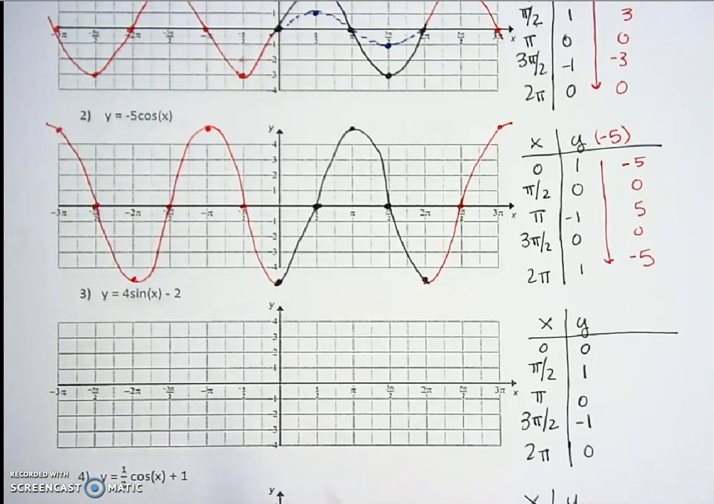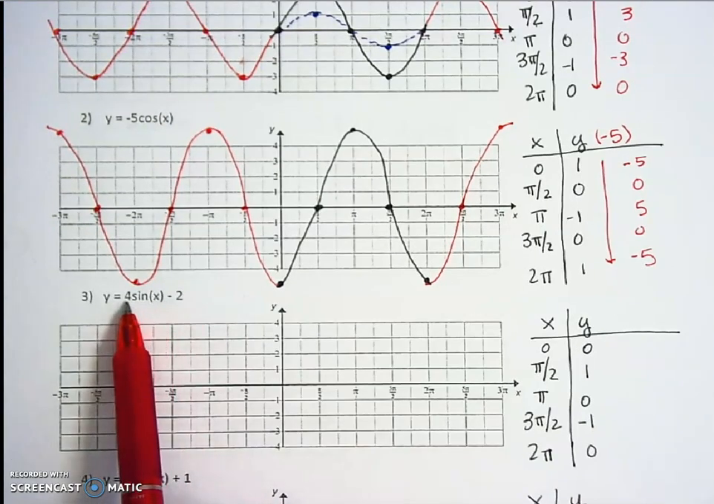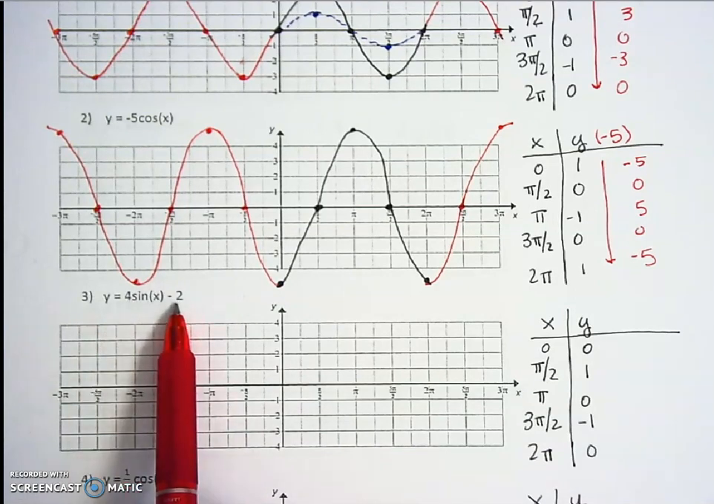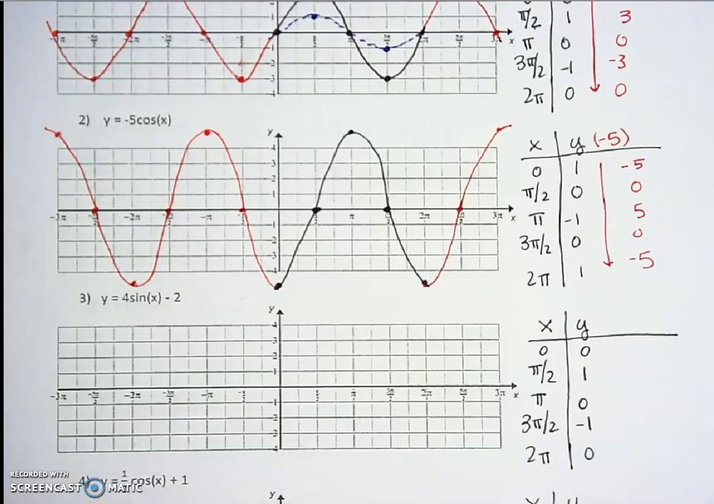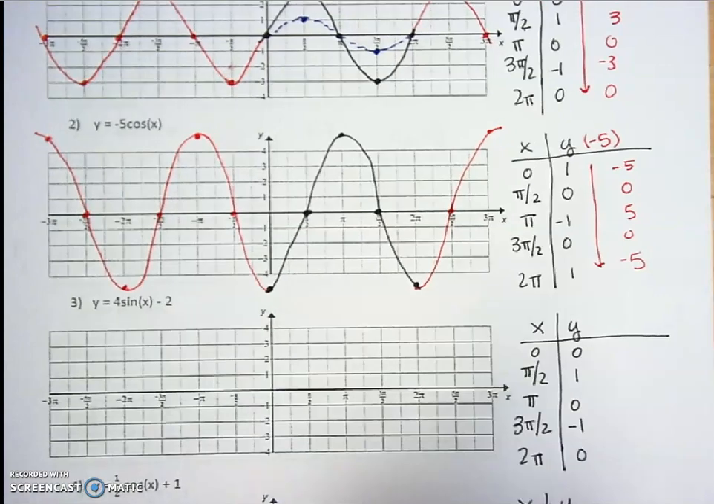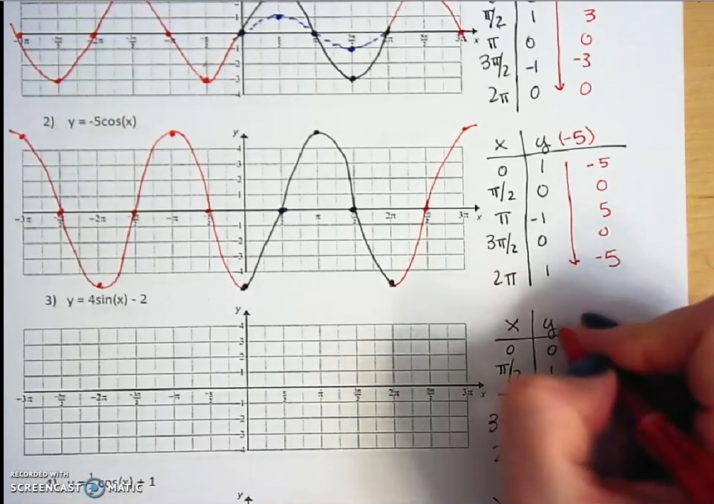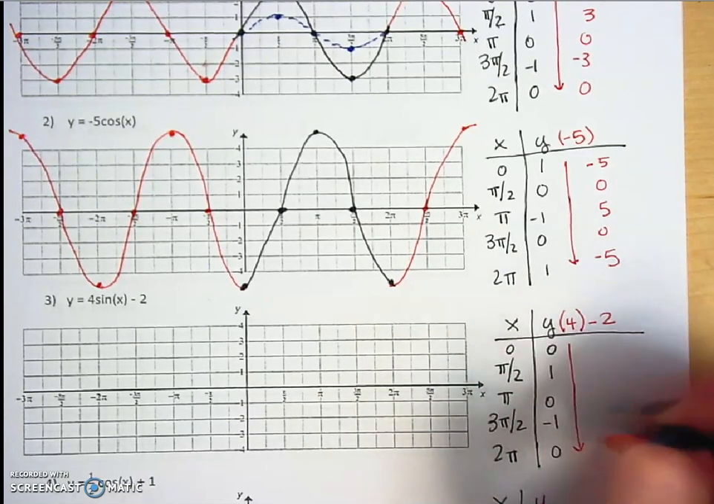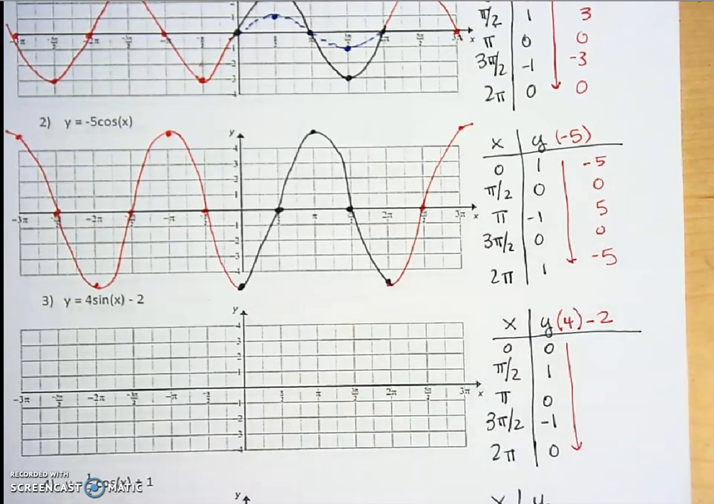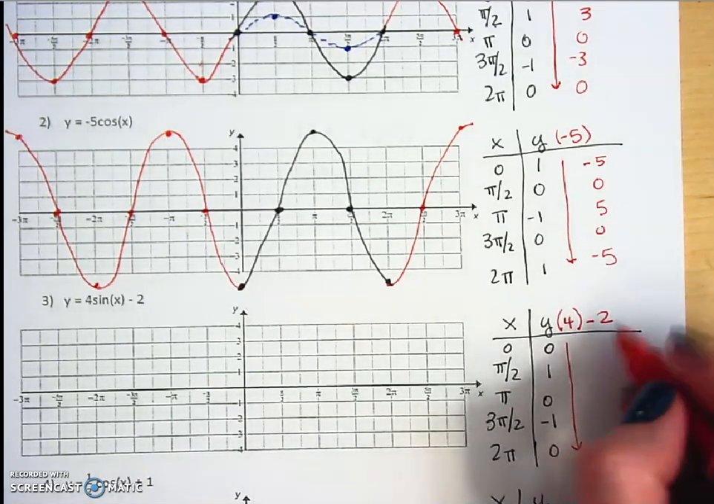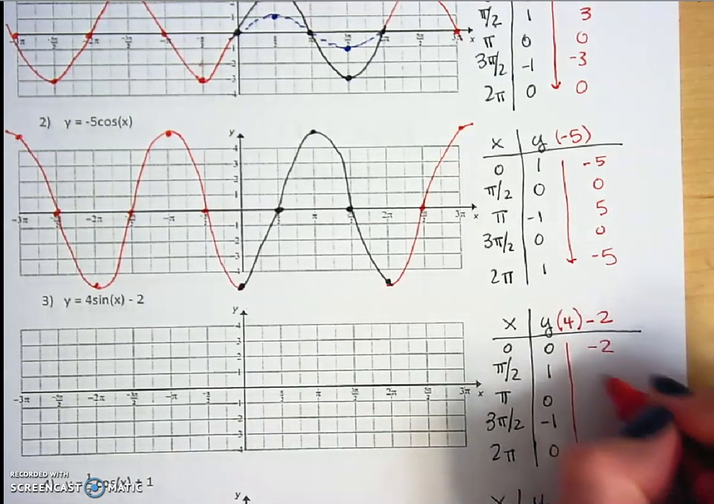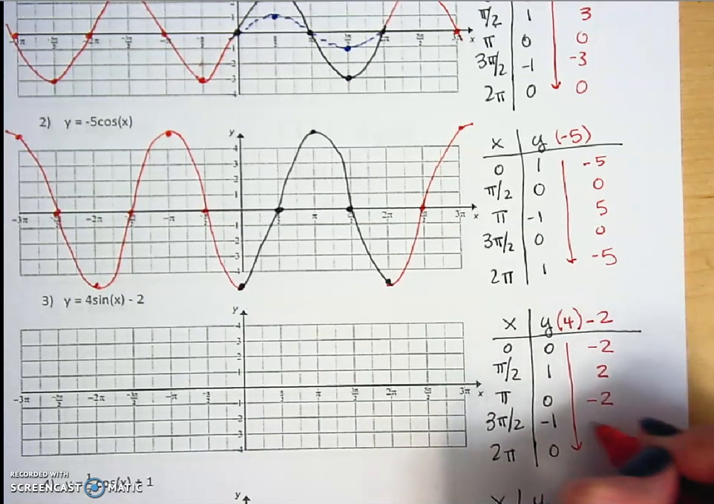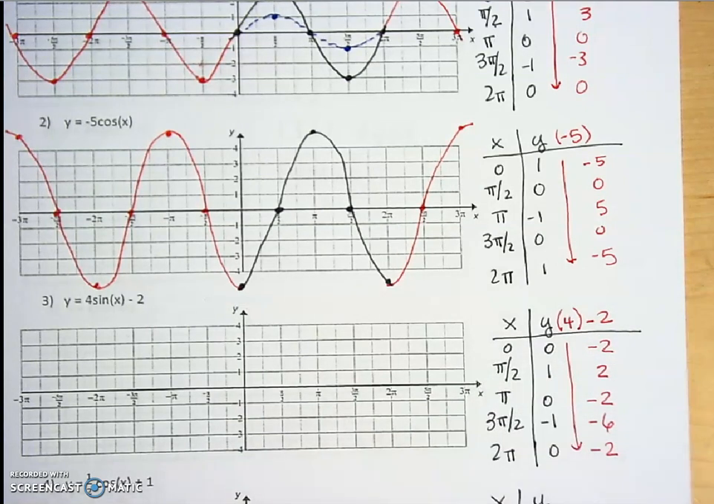On number 3, we have 2 transformations happening to our y values. We are still going to have a vertical stretch times 4, and then a vertical shift down of 2 places. And we're starting with our sine graph. So to our y values, we are going to be multiplying by 4 and subtracting 2 from all of these values. So if you want to pause your video and do that, this is going to give me -2, 2, -2, -6, -2.